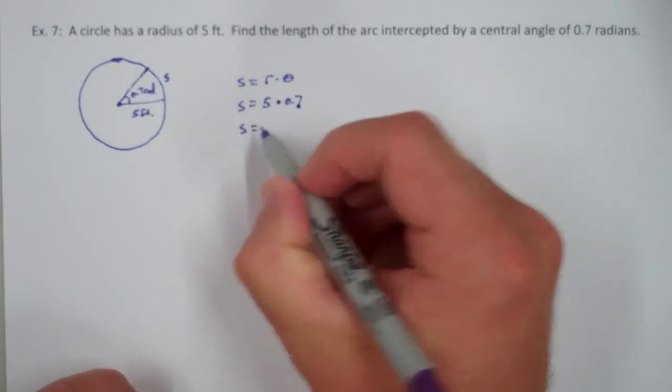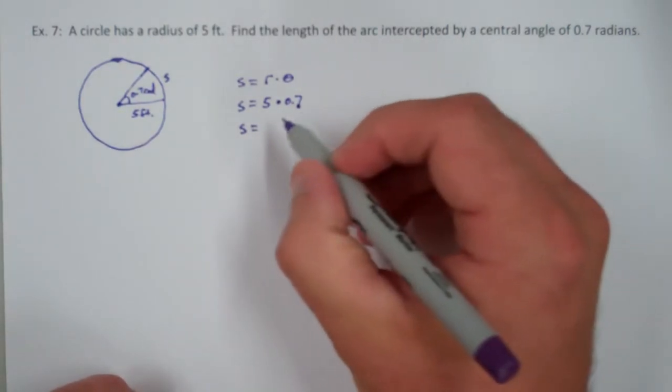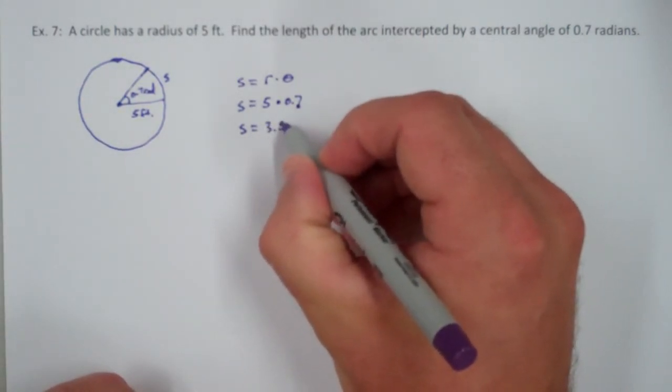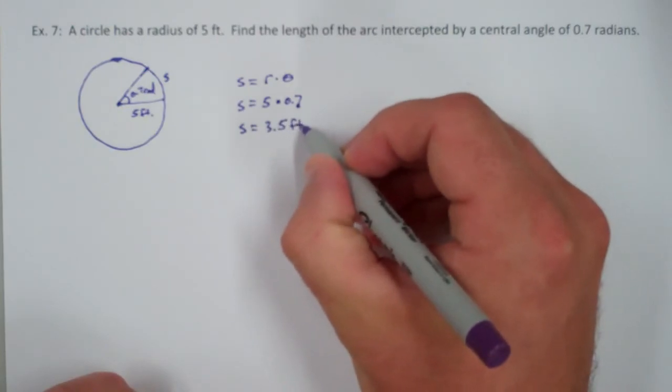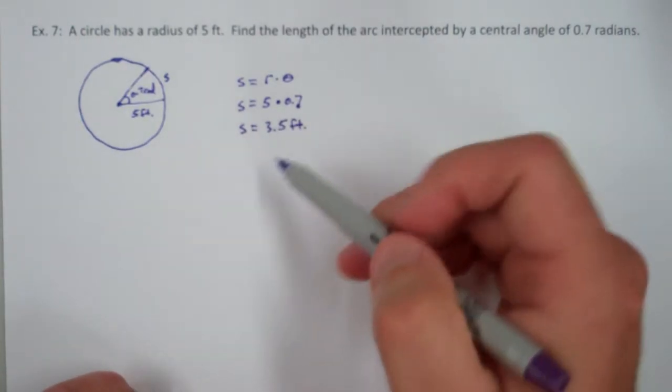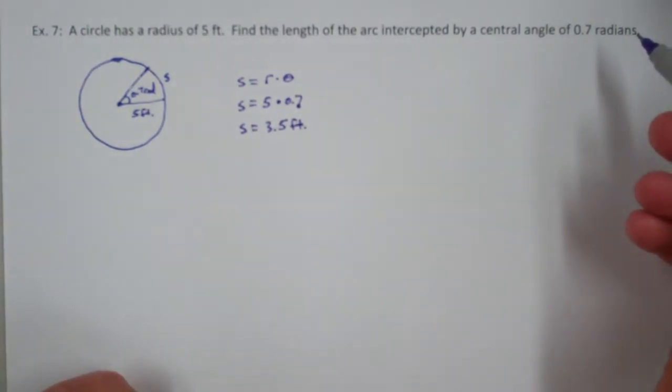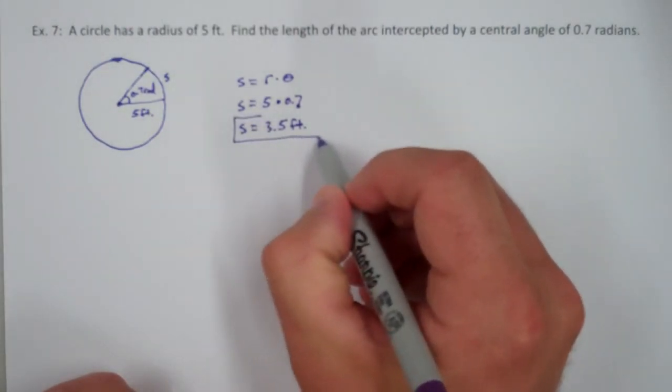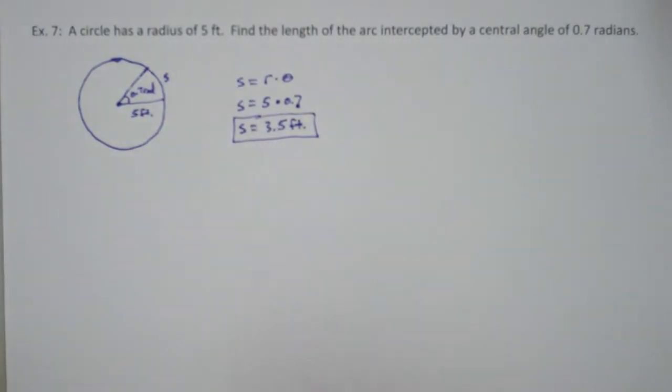So s in this case will be 5 times 0.7, which is 3.5, and we want to include our units here. This is the exact value. This doesn't say to round to anything. So 3.5 feet is a good, appropriate answer.